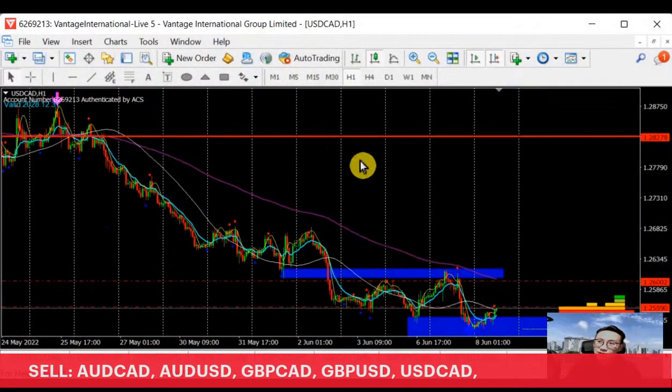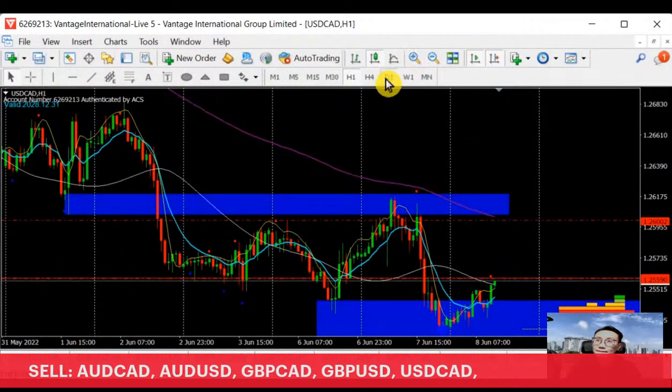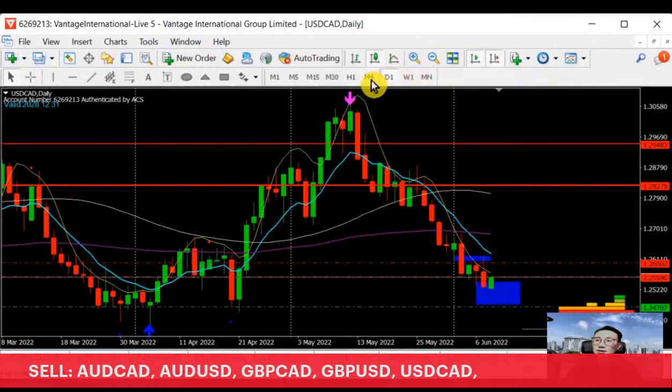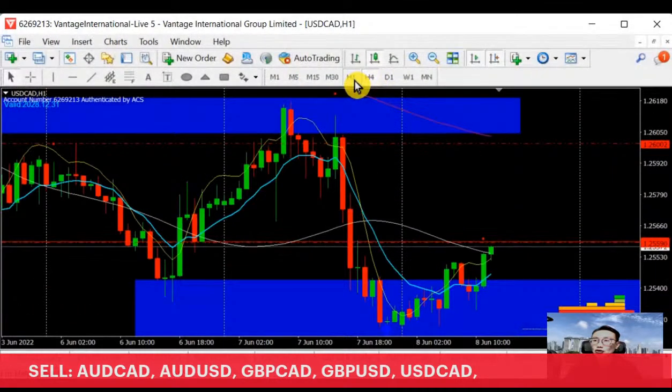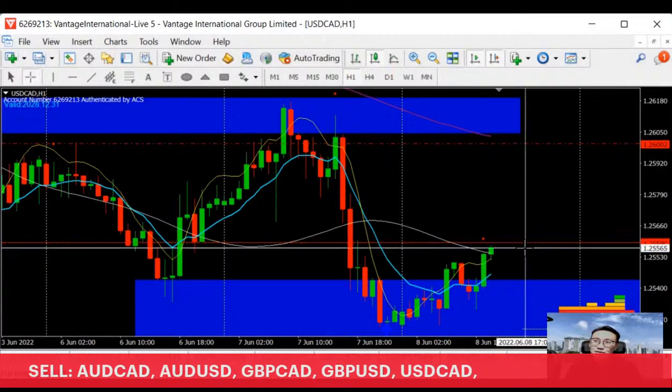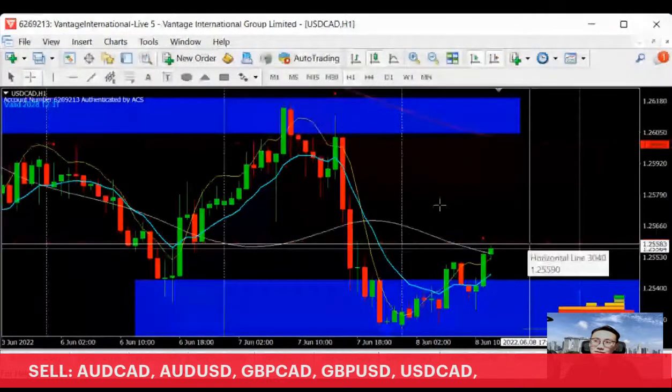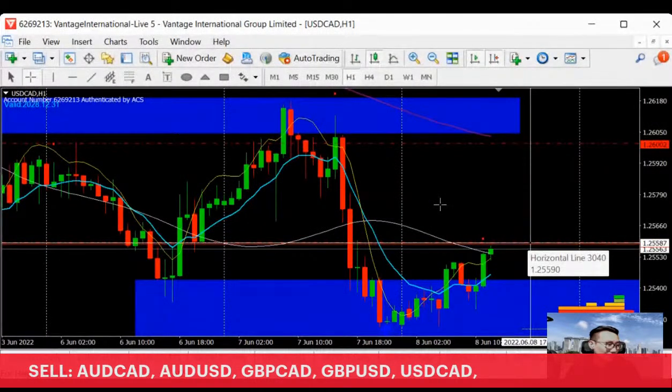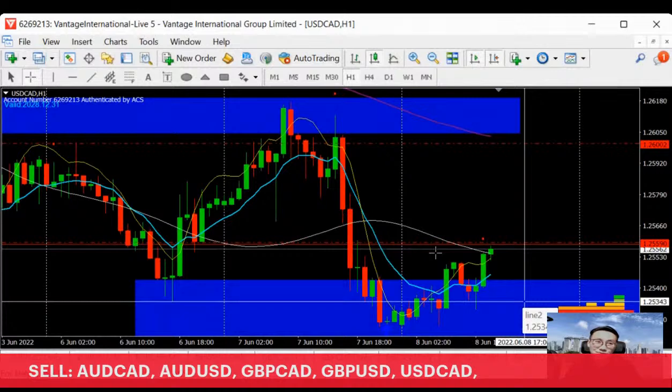Dollar CAD, come again, dollar CAD. Now we are very near to test the resistance. Once it's actually going to test it, of course you don't set your SL at the resistance. Once you set the SL at the resistance, what if it really holds the price and it just comes down? It's called a premature stop loss.